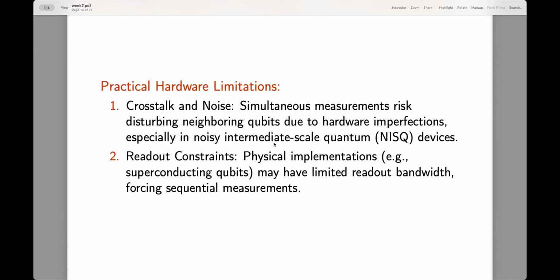So there are many of these considerations, they have to do with the way we implement it in a physical setup. There are also some readout constraints. So the physical implementations may have a limited readout bandwidth, which actually enforces sequential measurements. Readout is one of these technically very delicate topics. We are not covering this, but I want to give you this as a background for why we have these specific approaches.